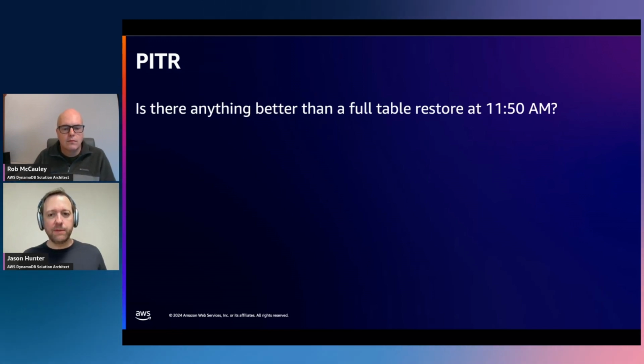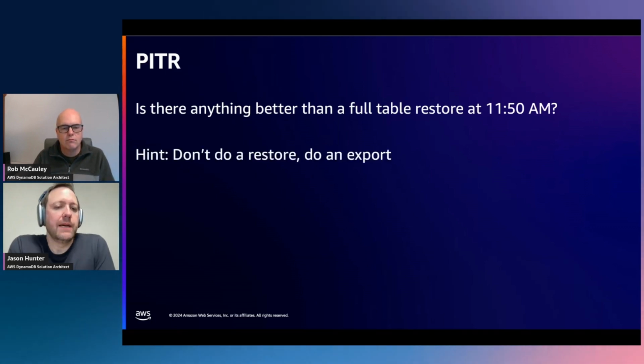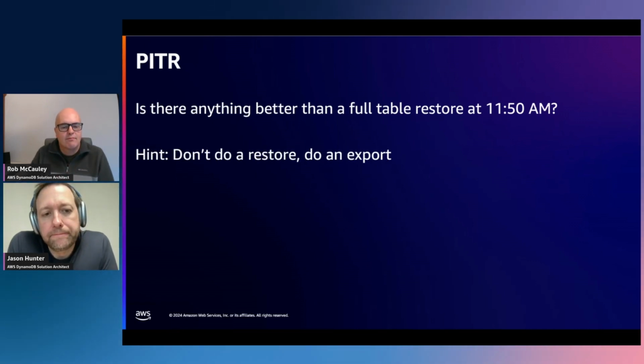And so the worst case always seemed to me like I deleted one item and I just want that important item back. How do I get that back? Like I have to restore the entire table to go get that one item. So is there anything better for that? And my hint is don't do a restore, do an export. Got an idea, Rob?